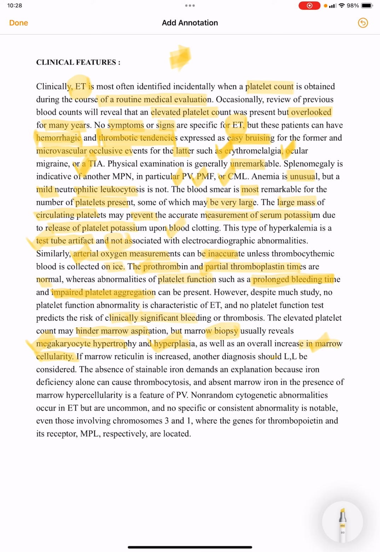And if marrow reticulin is increased, another diagnosis should be considered.